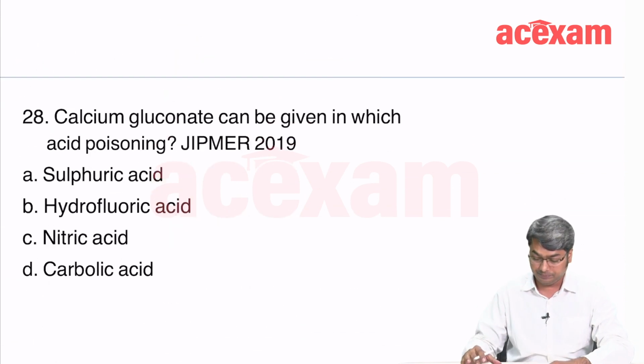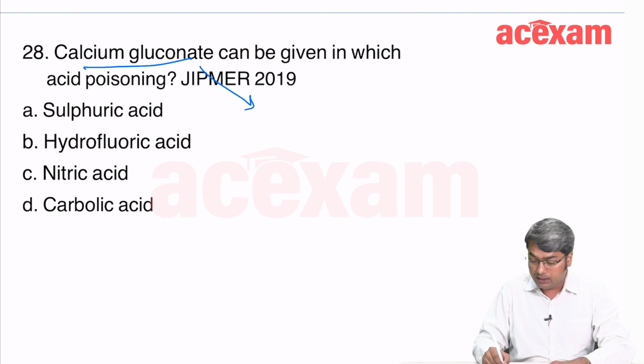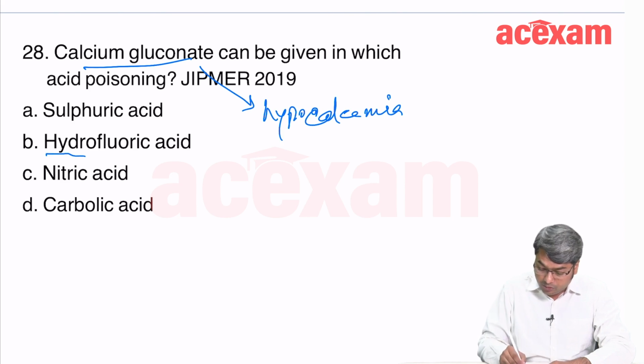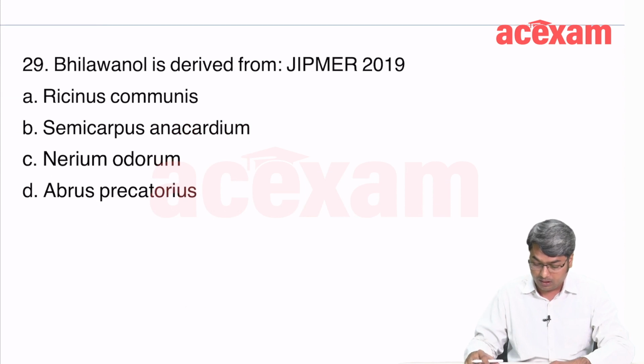That is the answer. Calcium gluconate can be given in which acid poisoning? Calcium gluconate, as I already discussed, can be given when there is hypocalcemia. So in hypocalcemia, which is produced due to hydrofluoric acid, we can give calcium gluconate as a treatment.